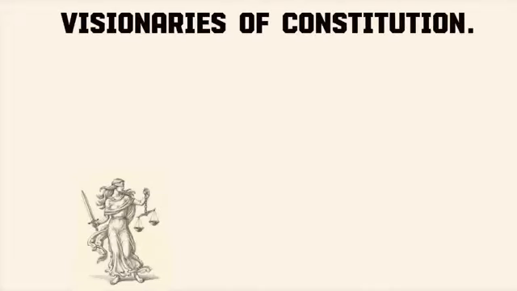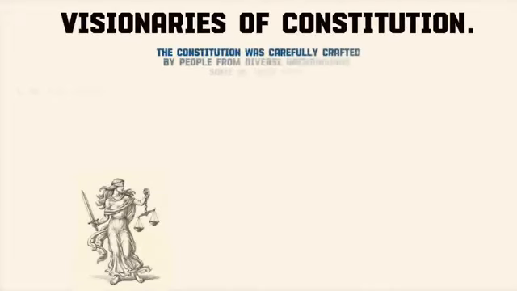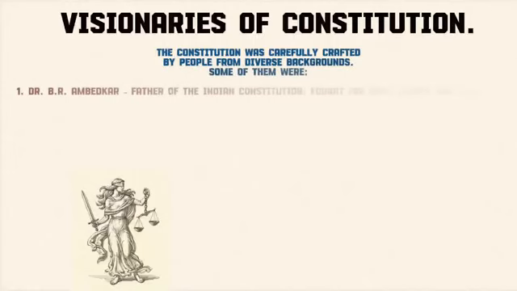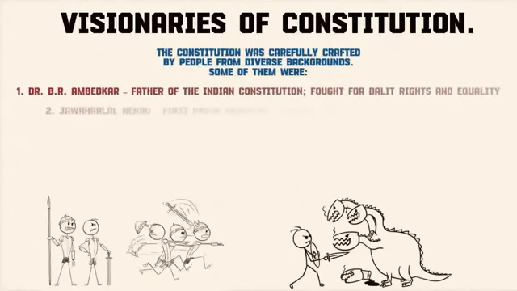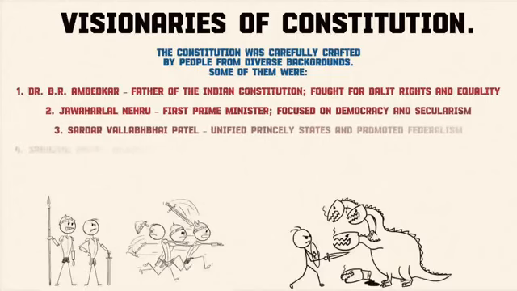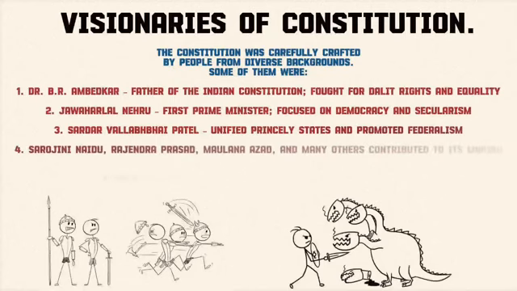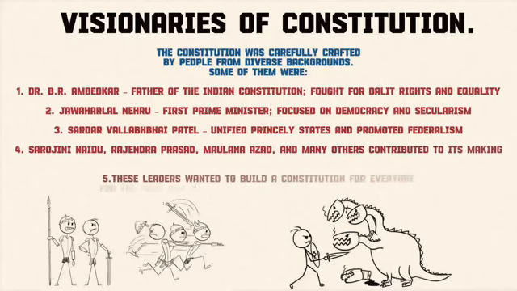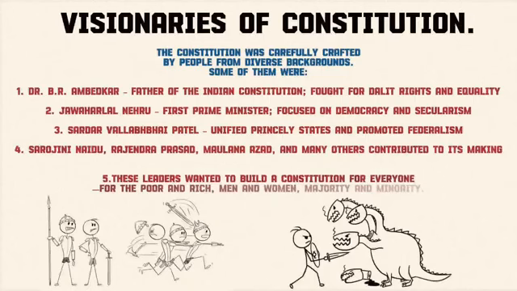Visionaries of the Constitution. The Constitution was carefully crafted by people from diverse backgrounds. Some of them were Dr. B.R. Ambedkar, father of the Indian Constitution, who fought for Dalit rights and equality. Jawaharlal Nehru, first Prime Minister, focused on democracy and secularism. Sardar Vallabhbhai Patel unified princely states and promoted federalism. Sarojini Naidu, Rajendra Prasad, Maulana Azad, and many others contributed to its making. These leaders wanted to build a constitution for everyone, for the poor and rich, men and women, majority and minority.